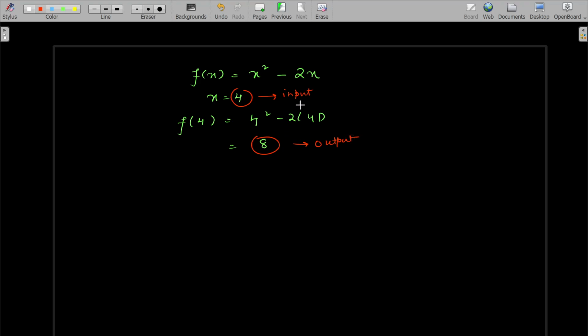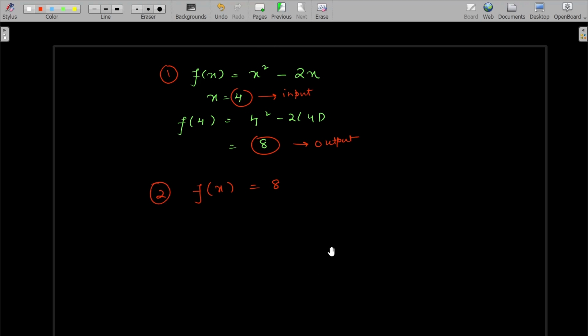So sometimes you can get a very simple question in which you just have to find out the output. Input is given and you have to find out the output, which is the easiest question. And sometimes they can give you the output, like they'll give you 8. So for what value of x is f of x equal to 8? So output is given and we have to find out the input.